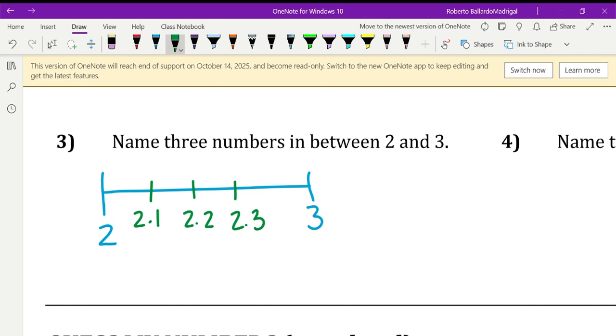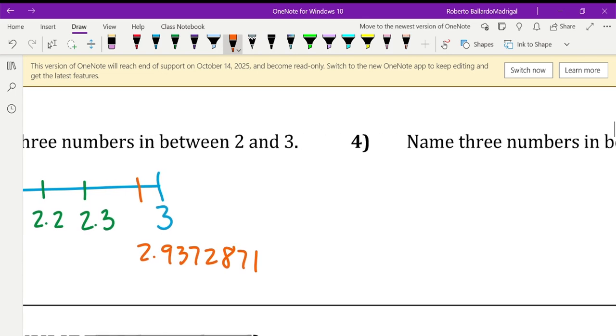What if I came up with something like 2.9372871? Does that work? It works. It's a lot of numbers, but it's still less than 3 and greater than 2, so that works. Really, there are an infinite set of numbers between 2 and 3, even though it might not seem like it. Let's go even smaller.